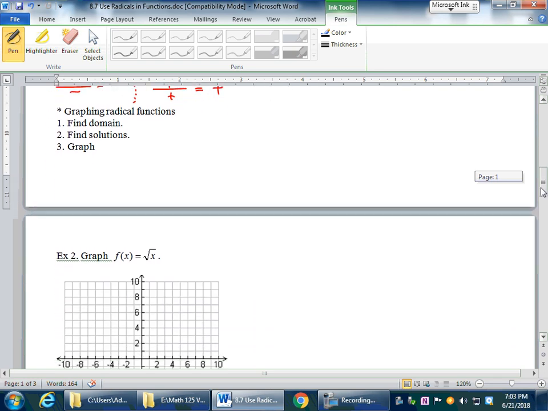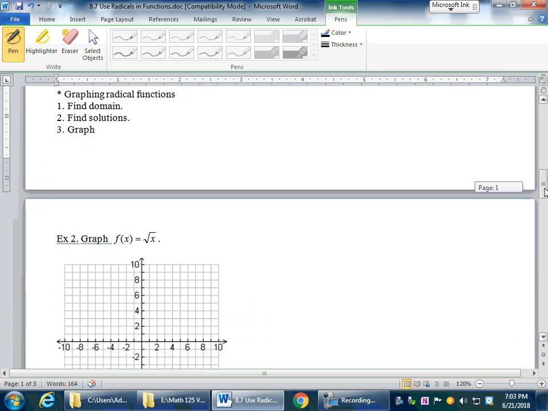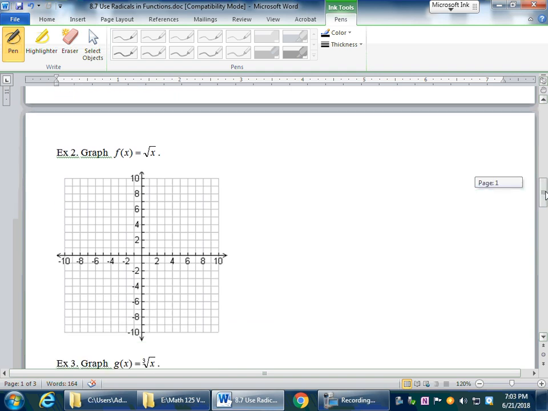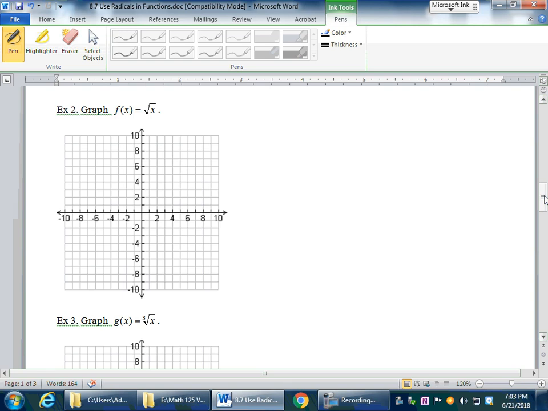Graphing. When we graph, we want to find the domain and then find the solutions, which are ordered pairs, and then plug them in. Let me recall for you, if you are graphing an even index function, like square root functions, what we need to know is the starting point. So how do I get the starting point? First, you find out the domain.